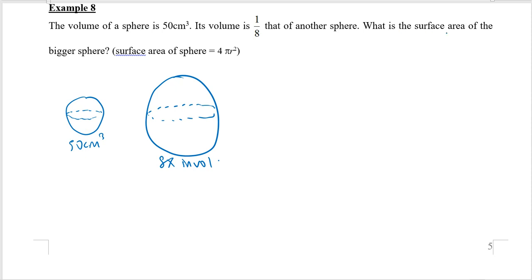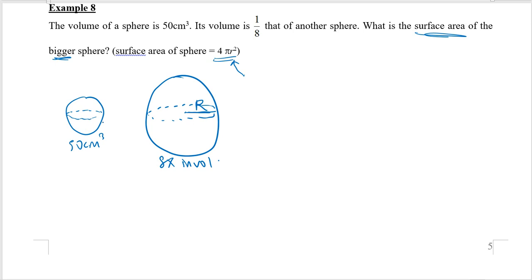Now the question here is, what is the surface area of the bigger sphere? And the formula of the surface area is also provided. If you look at the formula of the surface area, what we really need is just the radius. So as long as we can obtain the radius of the larger sphere, we will be able to get the surface area of the larger sphere. Now there are different ways to do this. And in fact, I don't even need to apply the similar volume ratio for this question.